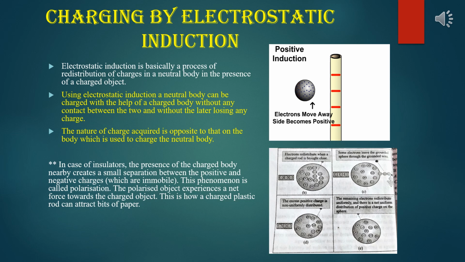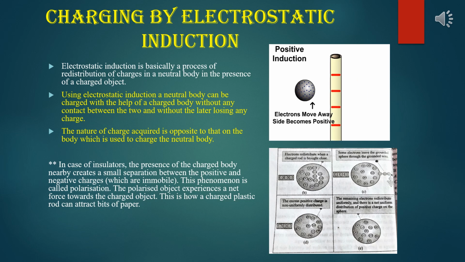One part of the sphere is becoming negative because electrons are crowded there, and the other part, where the electrons are not present in large quantity, is becoming positive. So it is not that the whole charge will move from one place to another, but there will be a distribution of charges. If I take away the rod now, it will again come back to the same initial position. So how will I charge the object?